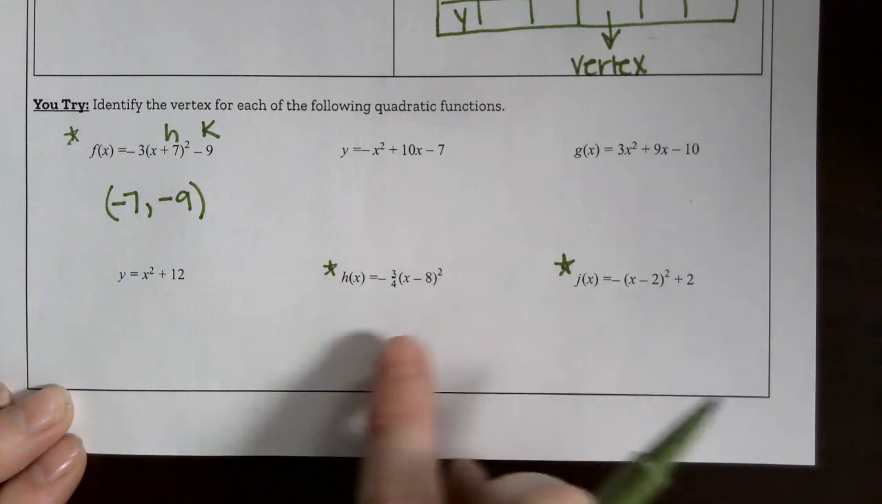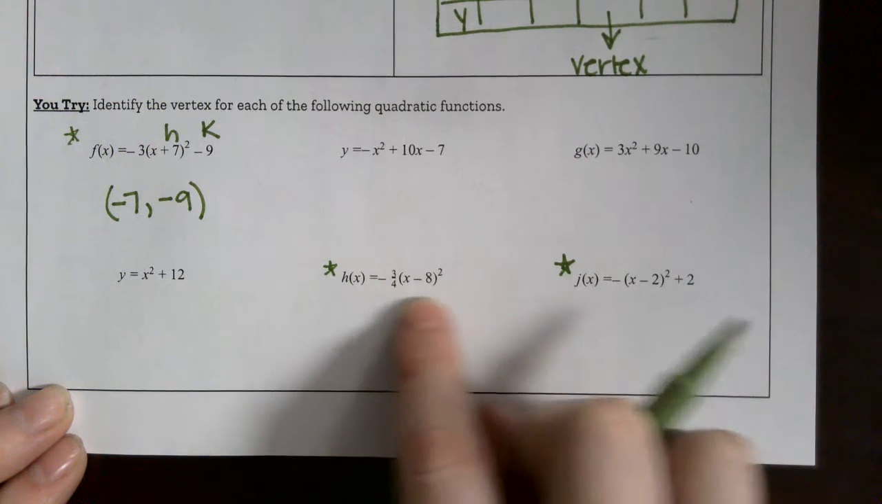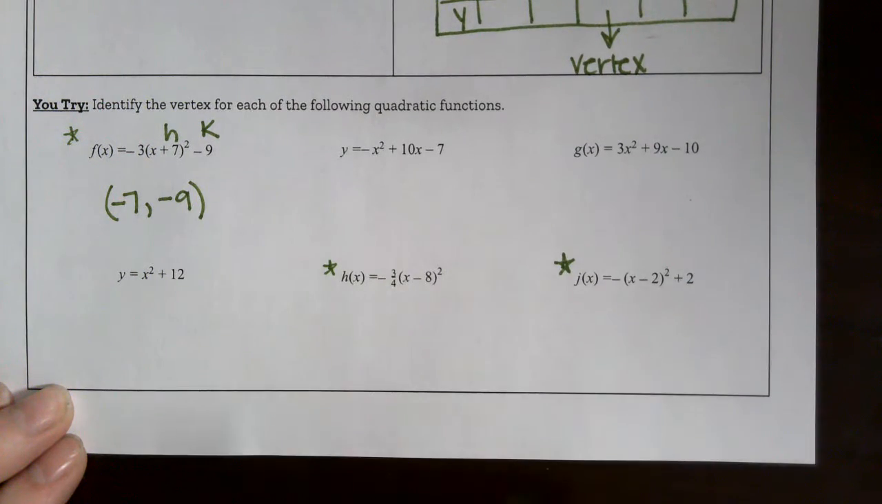So you flip H, leave K the same, and this is your vertex. Pretty simple. And you can do the same thing for both of these ones with stars. Why don't you go ahead and pause this video and do those two, and then we'll come back and talk about the others.